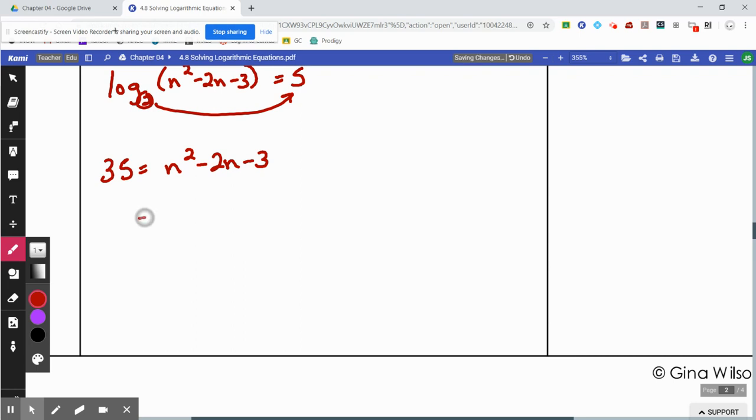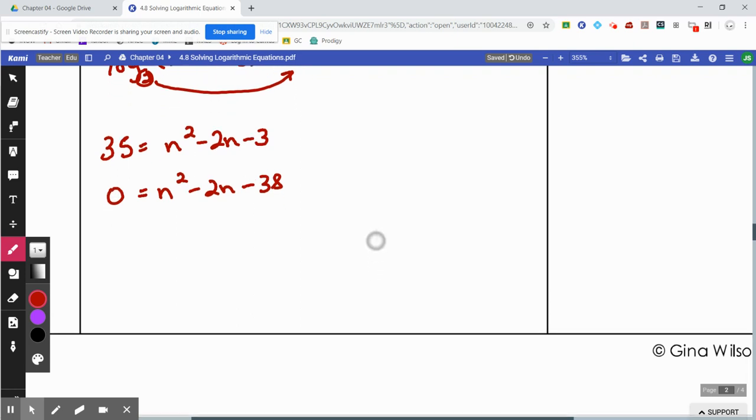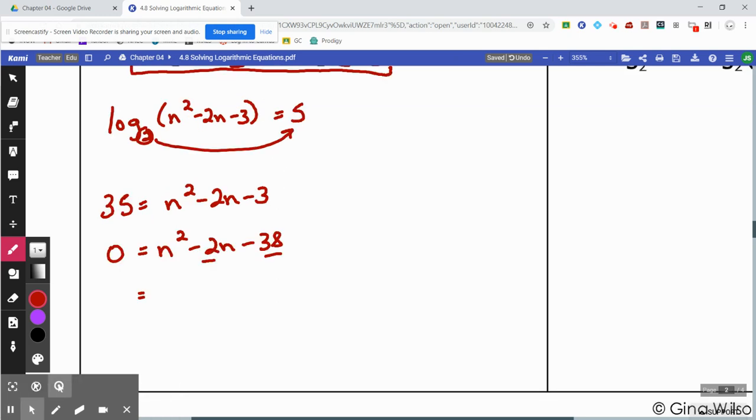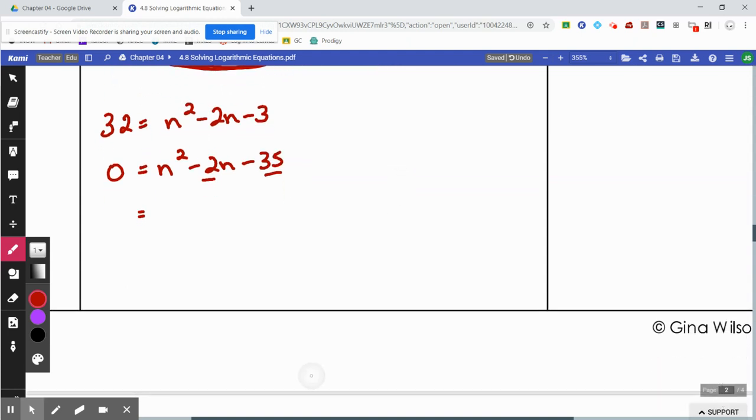Move everything to the same side since it's quadratic. That'll be n squared minus 2n minus 38 is equal to 0. Let's try to factor it. Adds, multiplies. And whenever I try to do that, I see that I made a mistake up here where I did 2 to the 5th power, I put 35. That's actually supposed to be 32. And when I subtract it, I'm going to get 35. Now that makes it a little bit better.